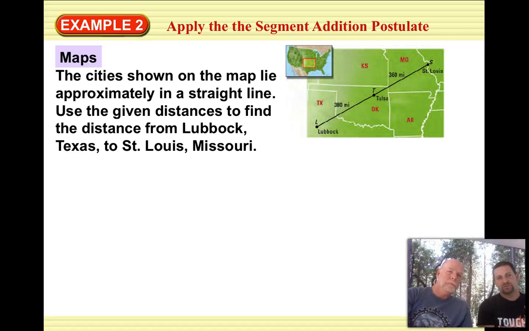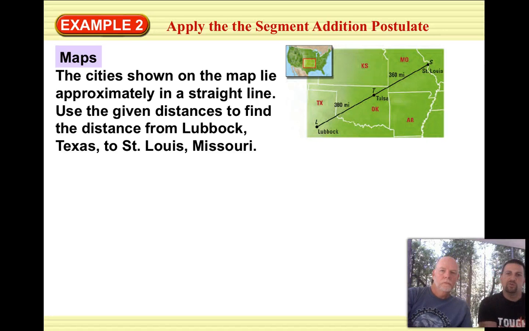So we've got some cities shown on the map that lie approximately in a straight line. Wish that would work out in the real world. Approximately in a straight line, use the given distances to find the distance from Lubbock, Texas to St. Louis, Missouri. So if you just look over there at the map before we even do this, just think about it for a minute. And remember the idea that part plus part equals whole.